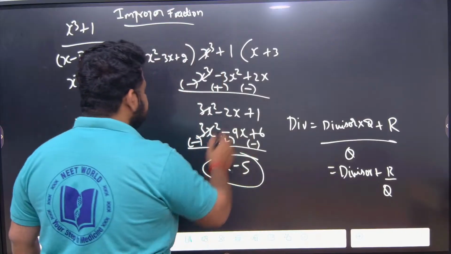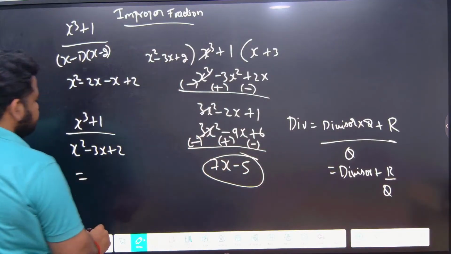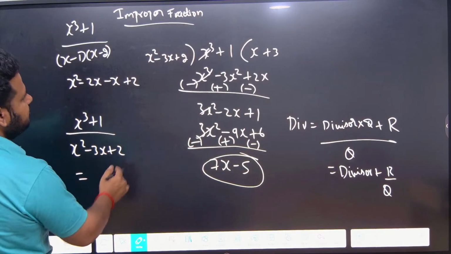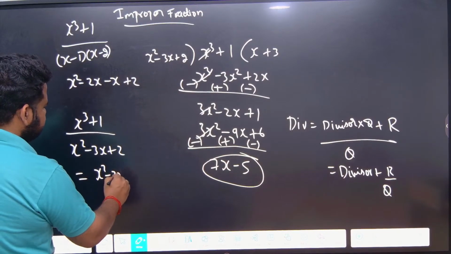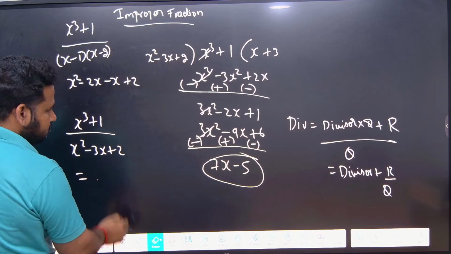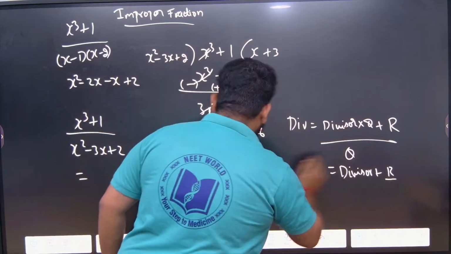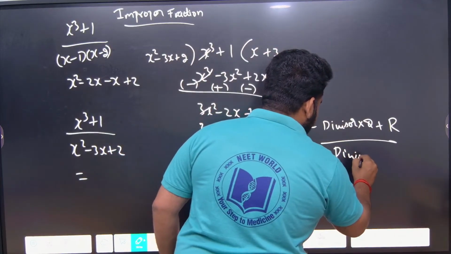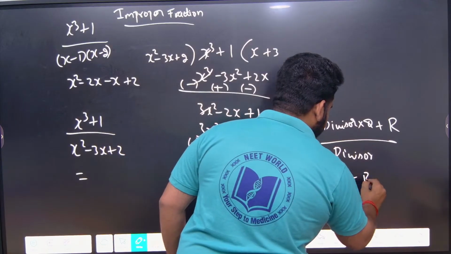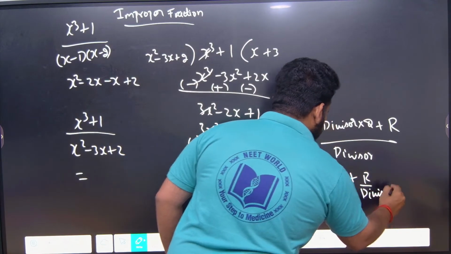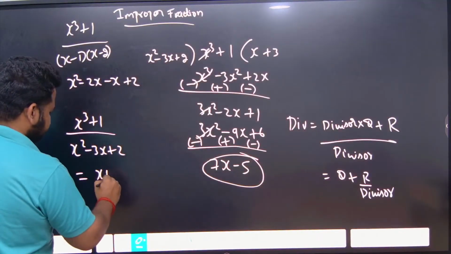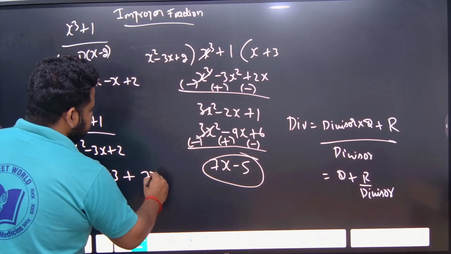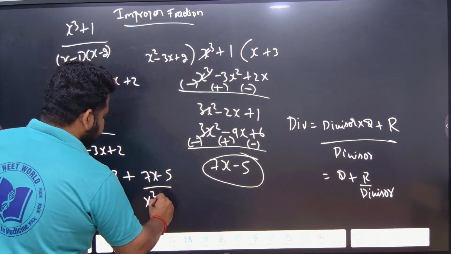So further, x cube plus 1 by x square minus 3x plus 2 can be written as follows. I have to divide not by quotient, I have to divide by the divisor. If I divide by divisor, I'll have quotient plus remainder by divisor. Quotient is x plus 3, always here you should get a linear term, plus remainder 7x minus 5 by divisor x square minus 3x plus 2.